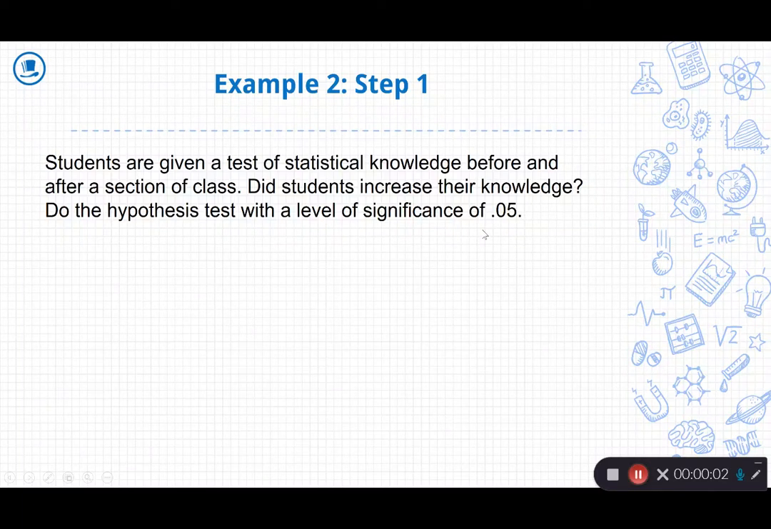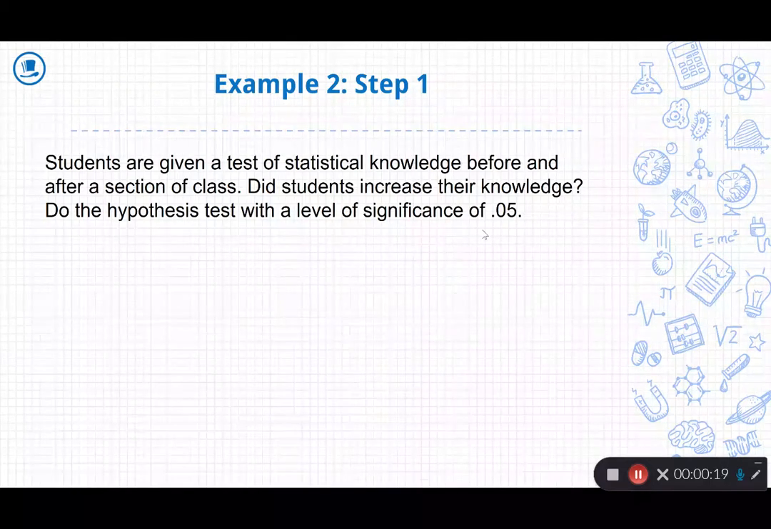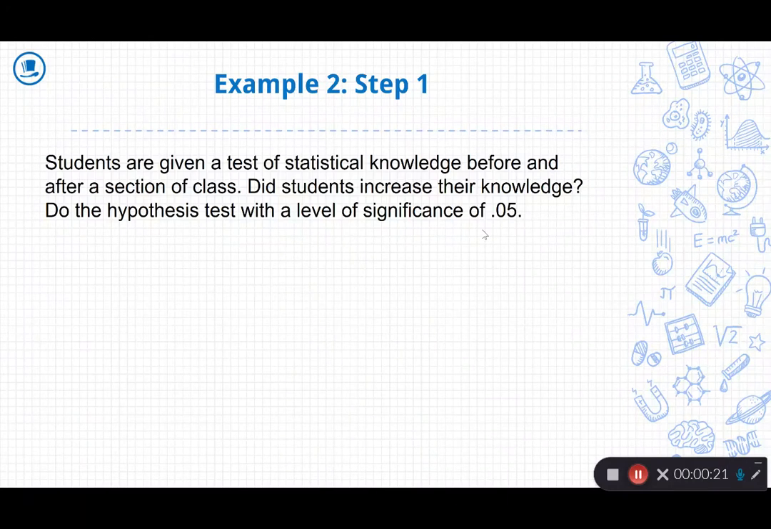This is example 2 of a dependent samples t-test, and it follows up on chapter 11 part 3. This is where it ended. In this problem, students are given a test of statistical knowledge before and after a section of class. Did the students increase their knowledge? Do the hypothesis test with a significance level of 0.05.